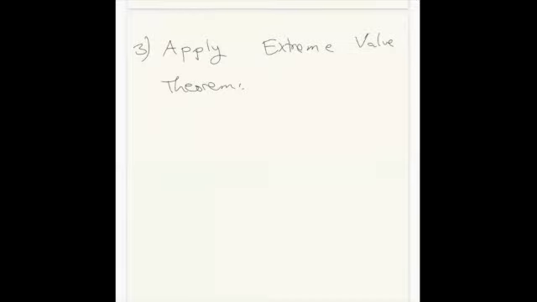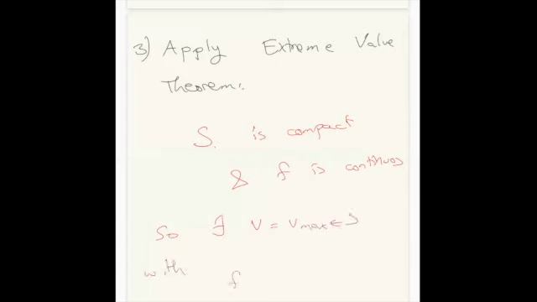We want to then apply the extreme value theorem. So S is compact and F is continuous. So there exists a V equals V max in S, with F of V equal to the supremum over V in S of F of V, or F of X if we want to use a different variable. So the maximum is attained.